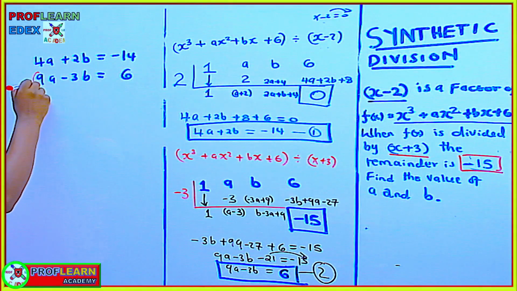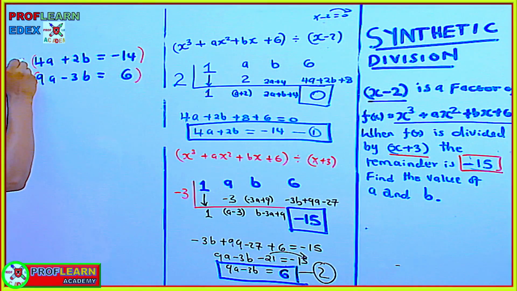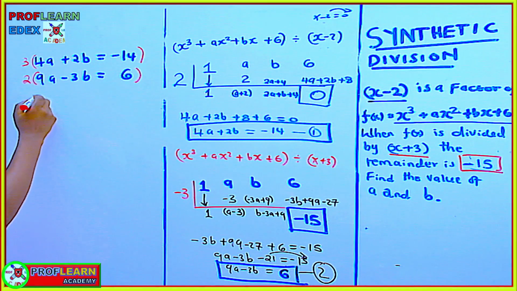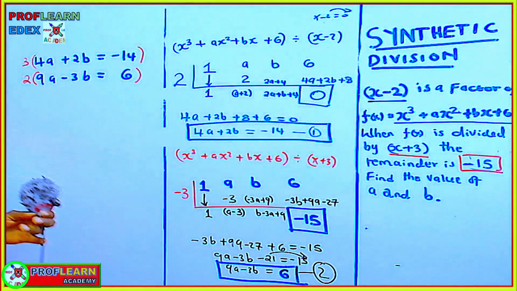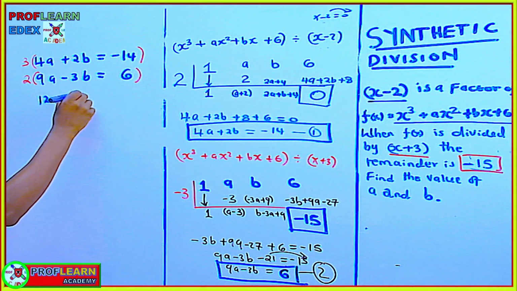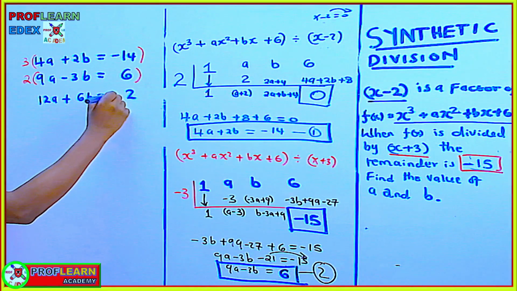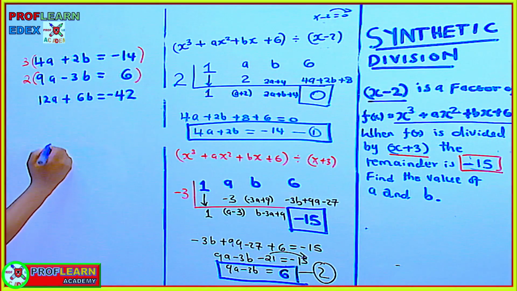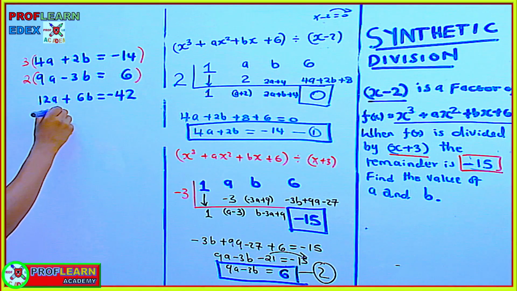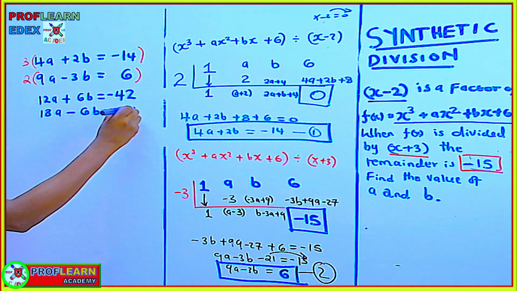elimination. If I want to eliminate b, I can decide to multiply here by 3. I multiply this one by 2, and of course my equation is going to reduce to what? My equation is going to reduce to 12a plus 6b is equals to, this becomes 2 carry 1, and this becomes negative 42, right? And if I multiply here, I get 18a minus 6b, and this is going to be 12.